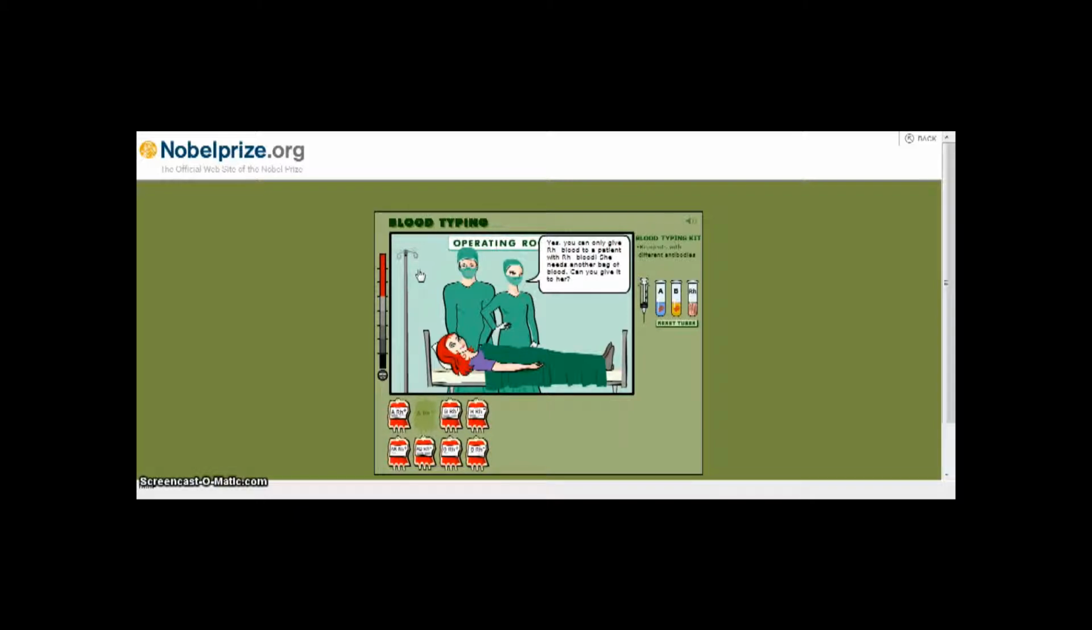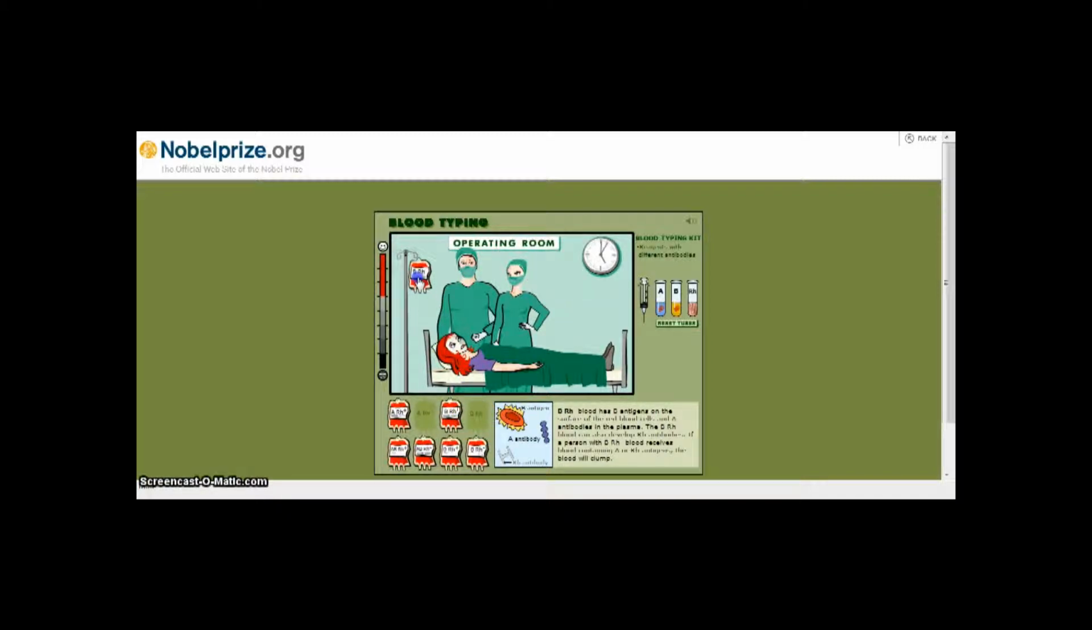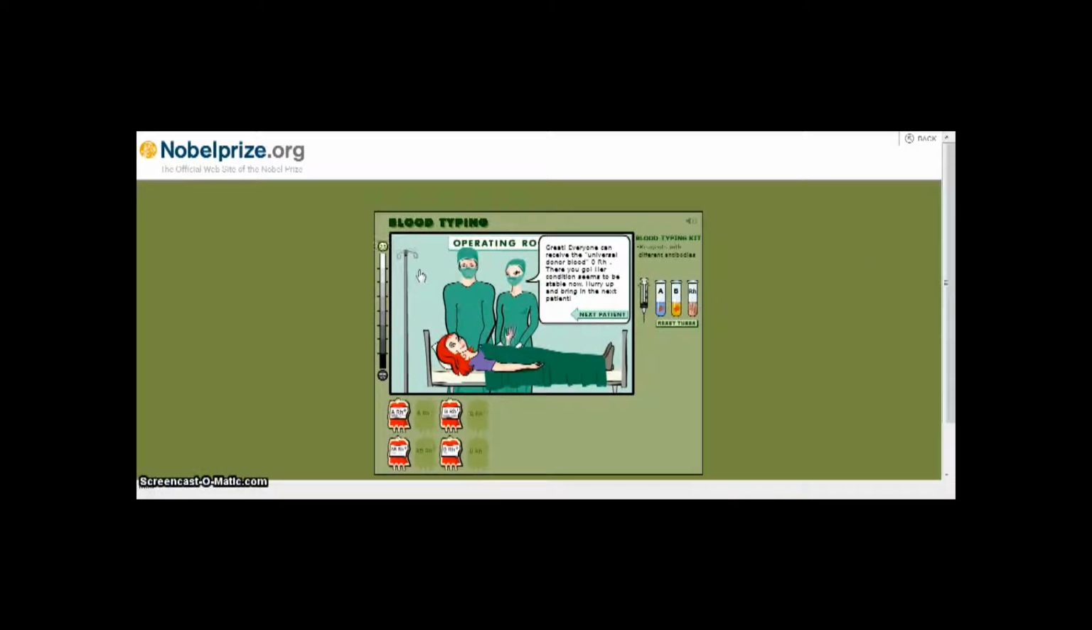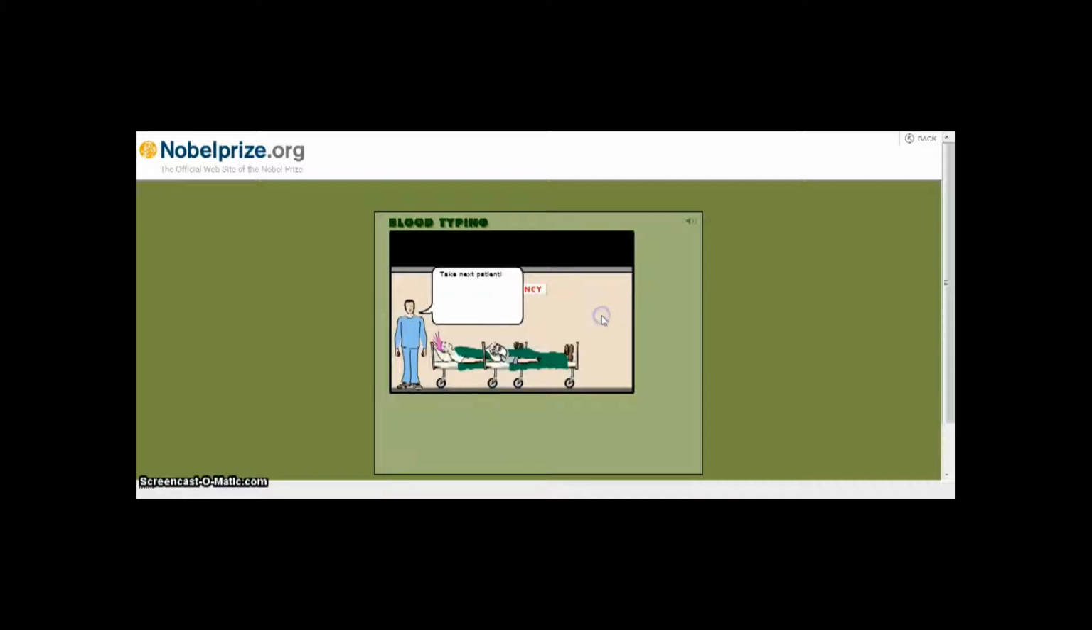And then I get another speech bubble. Yes, you can only give Rh negative blood to a patient with Rh negative blood. She needs another bag of blood. So I'm learning through the process, and also as I go through, I have a health meter with a sad face at the bottom and a happy face at the top. So I need to give her another bag of blood. I'm going to give her the B Rh negative blood. And we're all good. She is healthy and ready to go. So we're going to move on to the next patient.